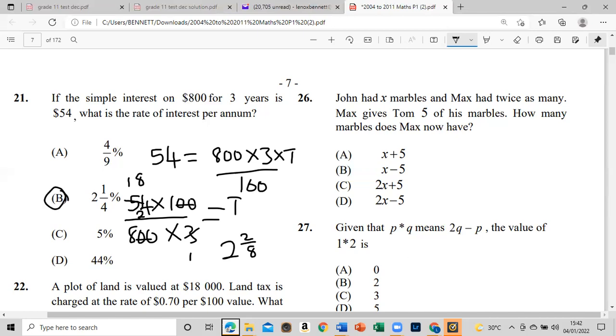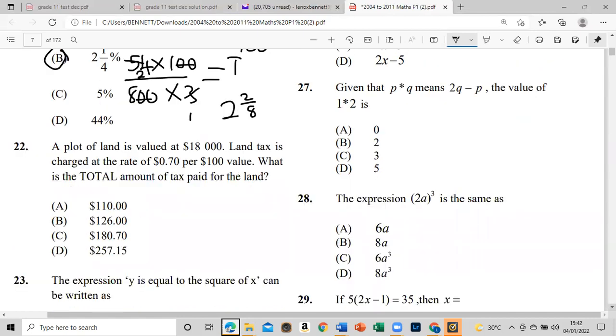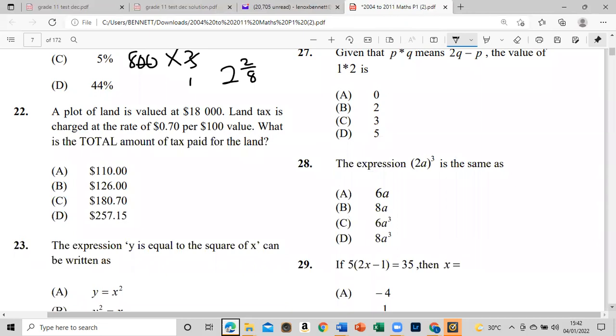Now, if you learn to calculate fast, all right. See, so now I'm putting in a plot of land is valued at $18,000. Land tax is charged at the rate of 70 cents per 1,000 value. What is the total amount of tax paid for the land?